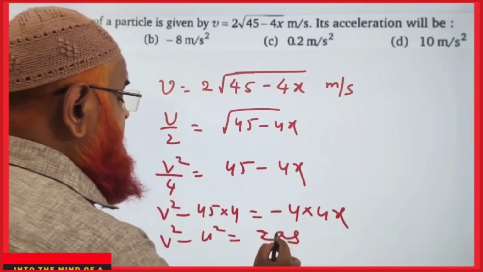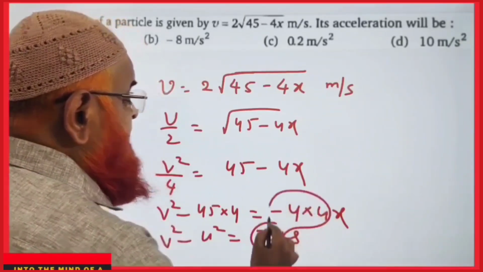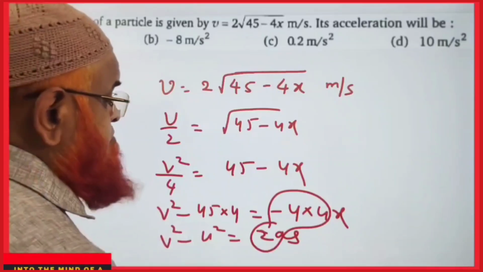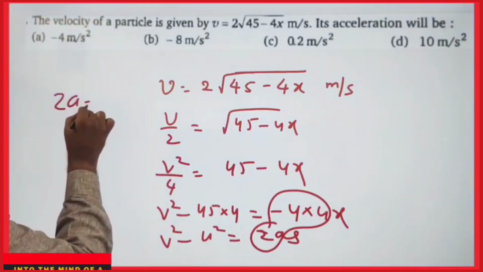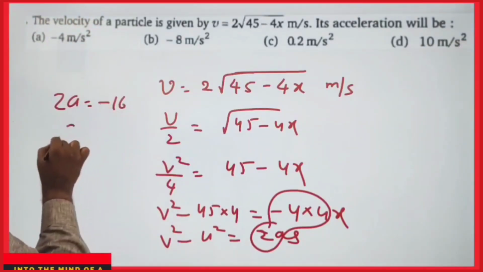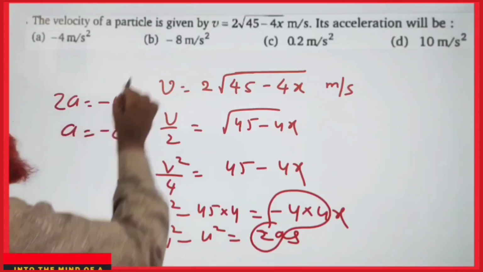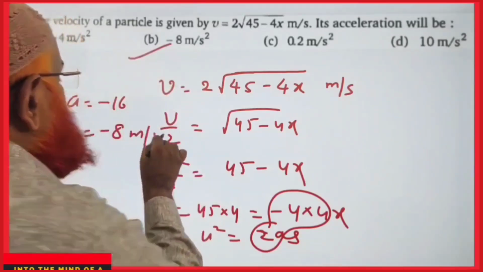See, if you observe here, in the place of 2a, it is having minus 16. So 2a is equal to minus 16, a is equal to minus 8 meters per second square is your answer.